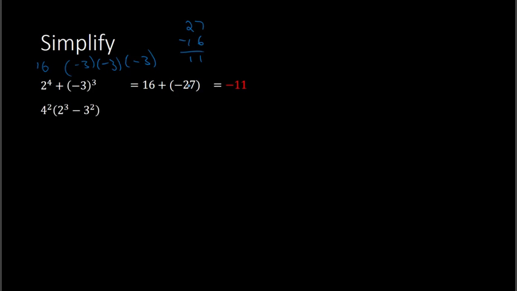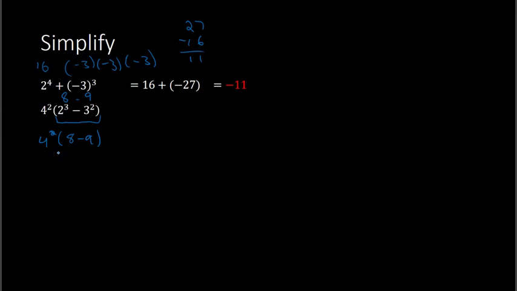Here we see 4 squared times 2 cubed minus 3 squared. So I need to begin within the parentheses first. So I do this first. 2 cubed would be 2 times 2 times 2, which is 8. 3 squared is 3 times 3, which is 9. So we have 4 squared times 8 minus 9.